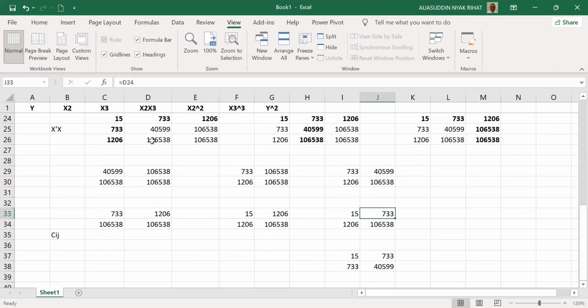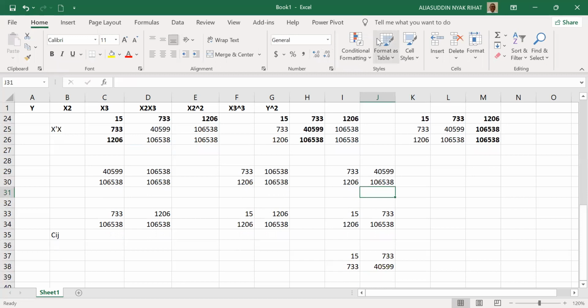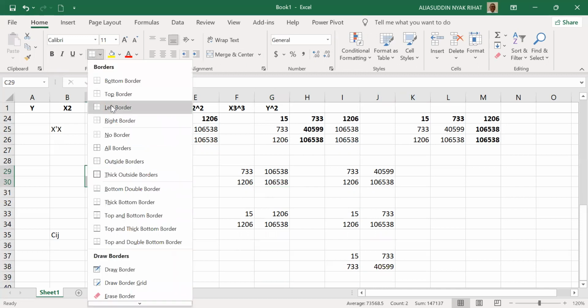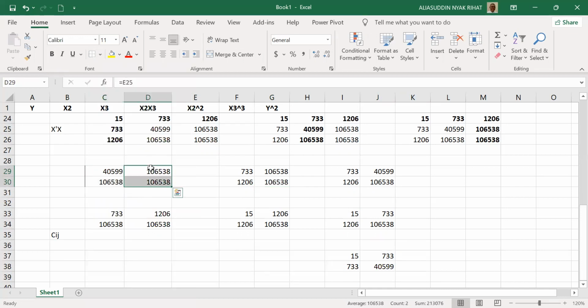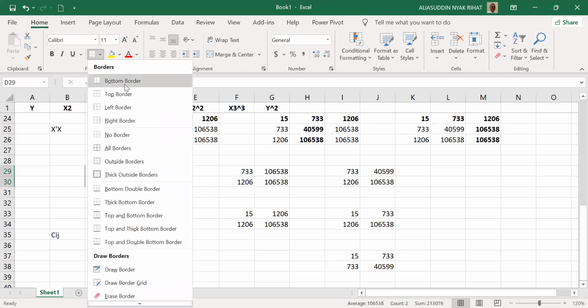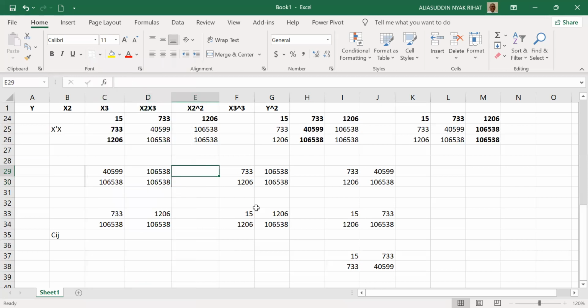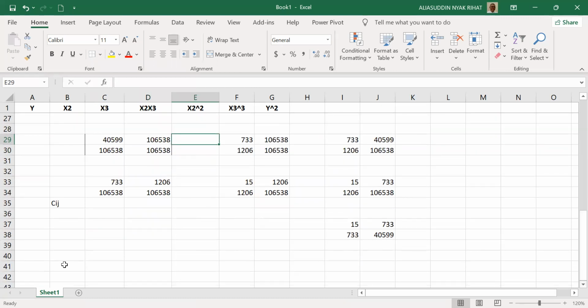Okay, this is a matrix from here, but it is not easy to write down how to make a matrix here. Here is the determinant. This means we can take the left border and right border. This means it's a determinant. Determinants mean that Cij here.